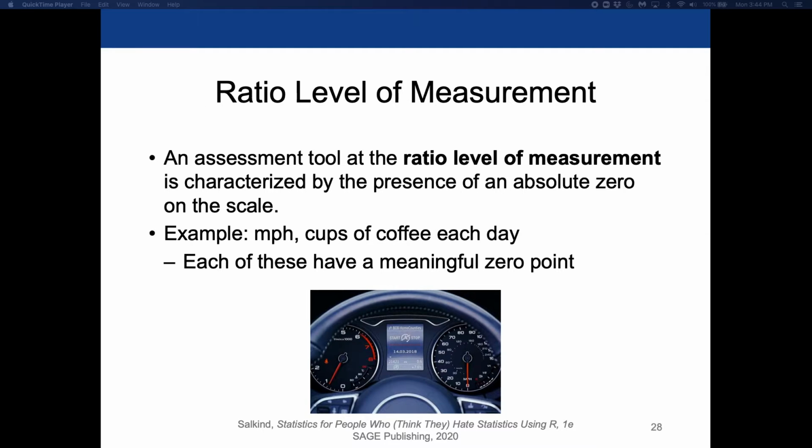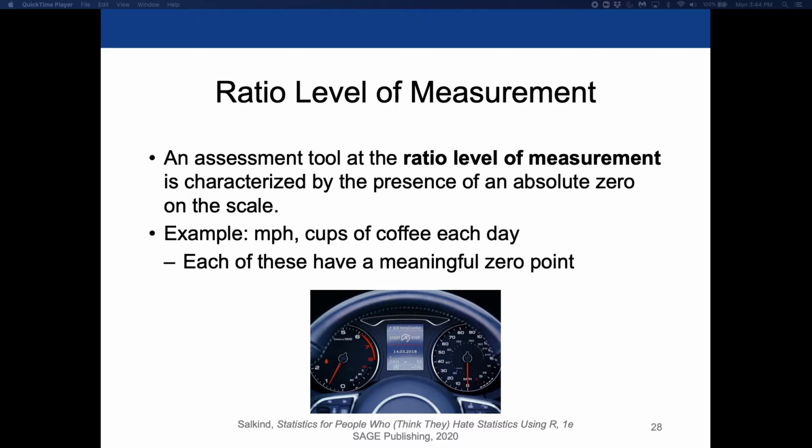Then when we go to the ratio level of measurement, we have all the other components of the previous 3 levels, but now we have a meaningful 0 point. So it would make sense to say that there is a 0 value for a ratio level of measurement. The ratio level is less common in the social sciences, but it still occurs.